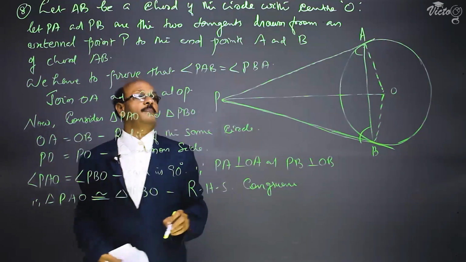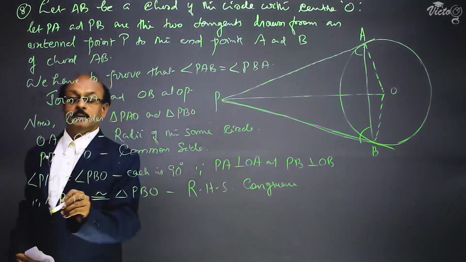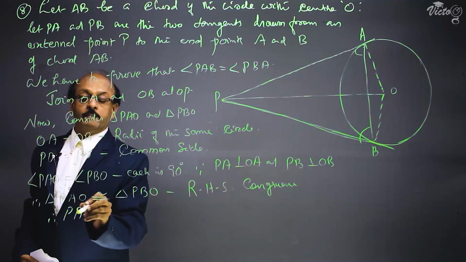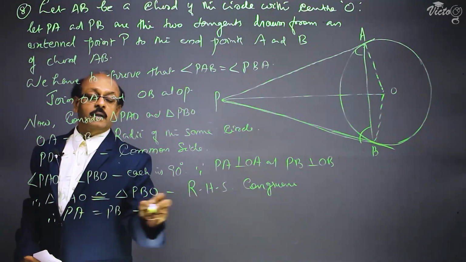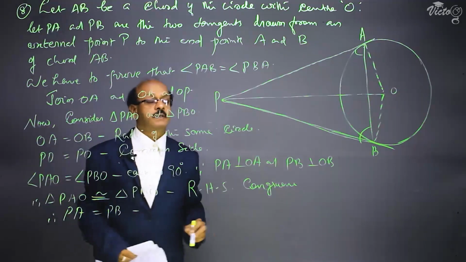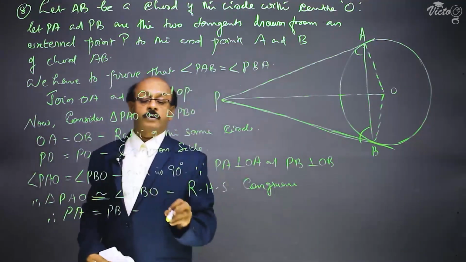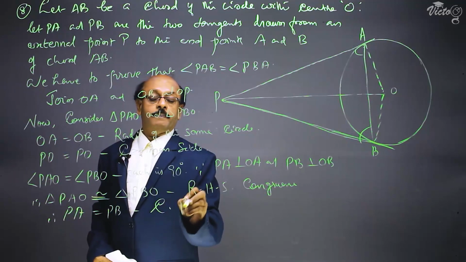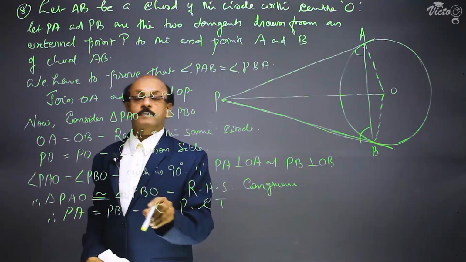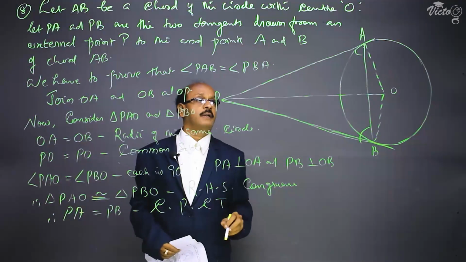So we can write PA is equal to PB. Reason: CPCT, corresponding parts of congruent triangles. CPCT means corresponding parts of congruent triangles.